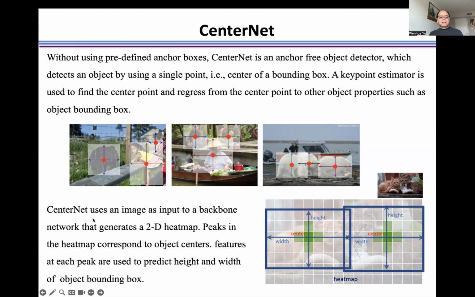CenterNet uses the image as the input to a backbone network that generates a 2D heat map, as shown here. Peaks in the heat map correspond to object centers. Features at each peak are used to predict the height and width of the object bounding box.